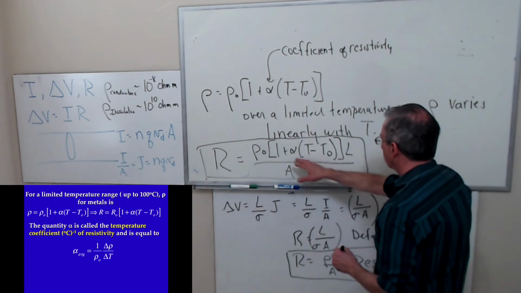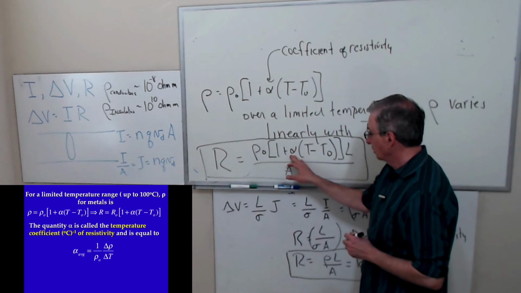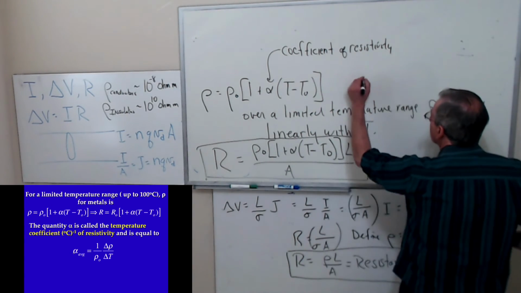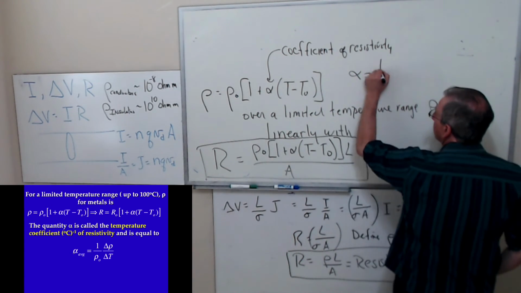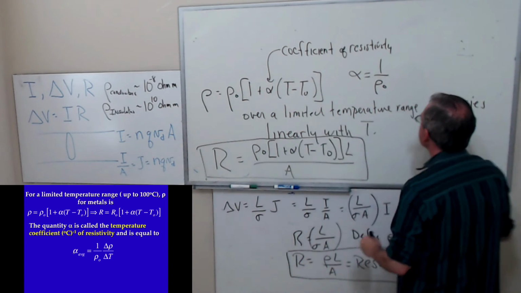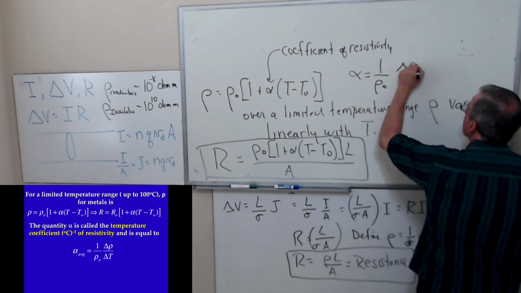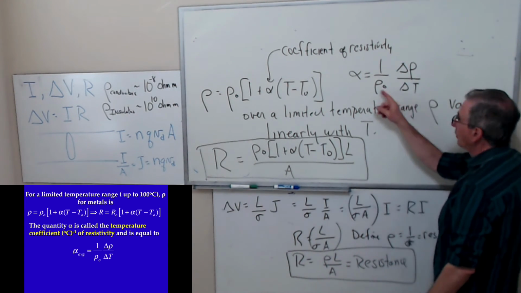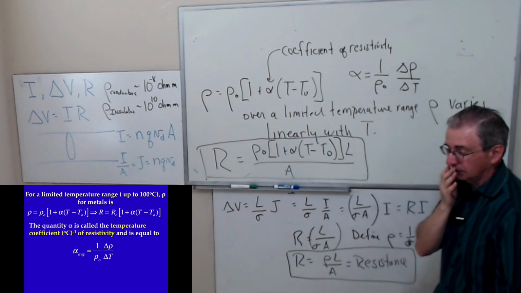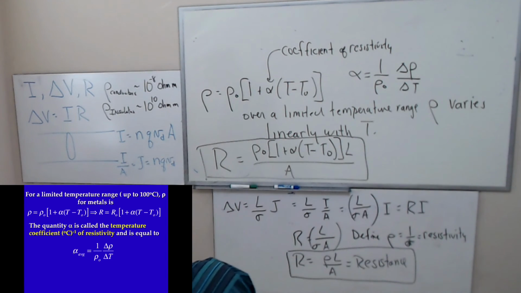Now, alpha. This quantity alpha is called the coefficient of resistivity. If you solve this expression for alpha, alpha is 1 over rho naught, the value at T naught, typically 20 degrees Celsius, times delta rho over delta T. Normally, if you want to know the value at any temperature, you take the limit as this goes to zero, so it's a derivative. We have one problem in the homework on this. I'm not going to spend a lot of time on resistivity. Typical values of the coefficient of resistivity are about 10 to the minus 3 per degree Celsius.